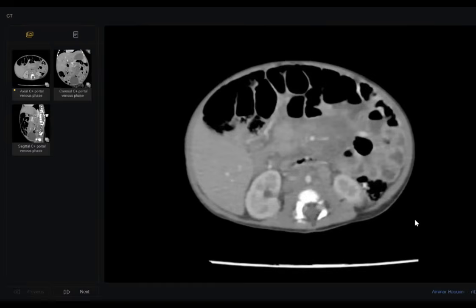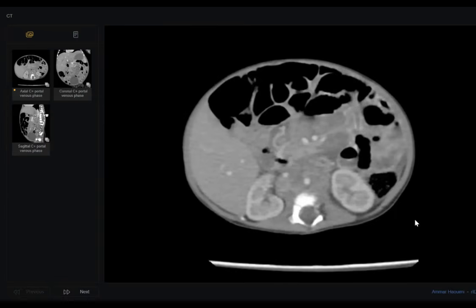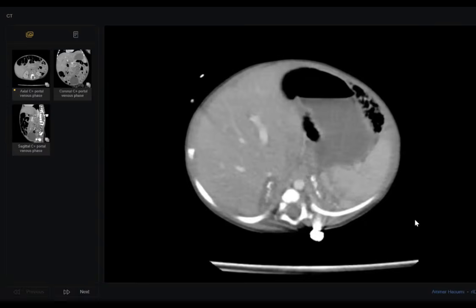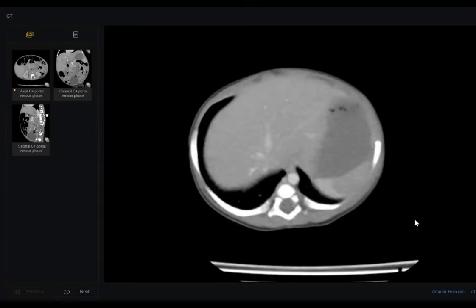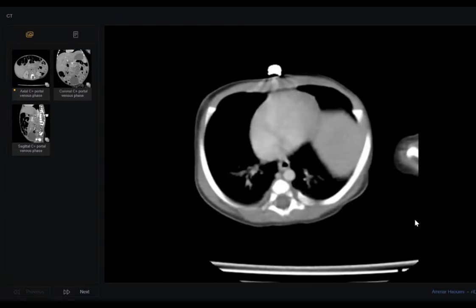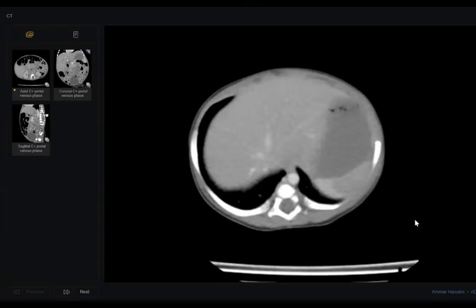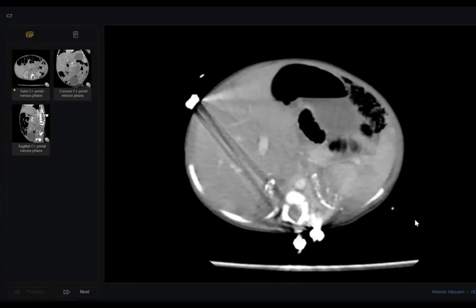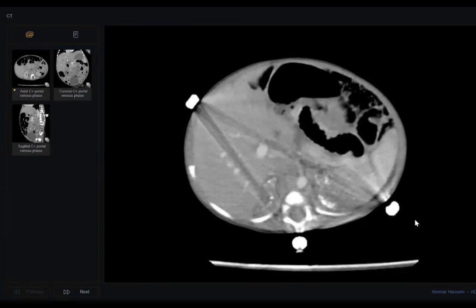So, the study is done with IV contrast, arterial phase. There is a diffuse abdominal distension. This is the most upper cut. The heart is unremarkable. There is no pleural or pericardial effusion. The liver is homogeneous with no focal lesion.